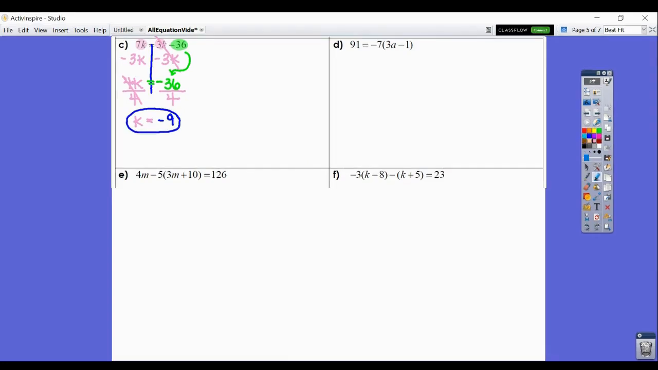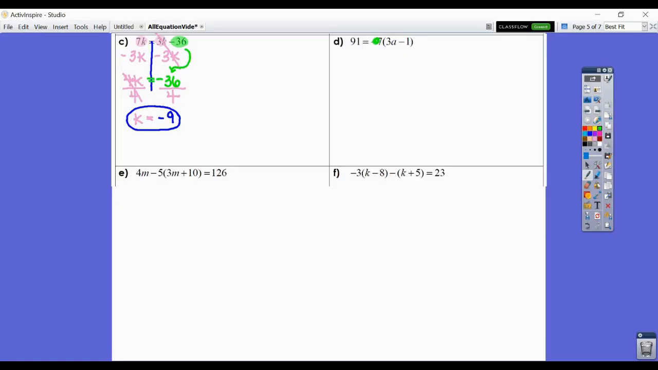In the next example, example D, we have those parentheses we were talking about earlier with this negative 7 multiplied to the outside. So with negative 7 multiplied to the outside, I must distribute negative 7 to both terms in my parentheses here. I have two terms, that 3a, which is a variable, and that negative 1, which is a number, but I'll need to multiply negative 7 to both of them.